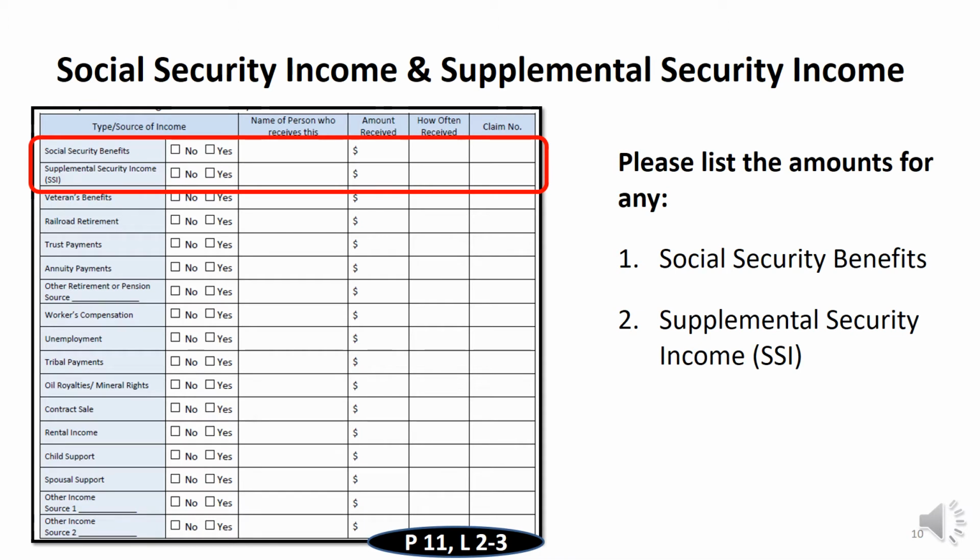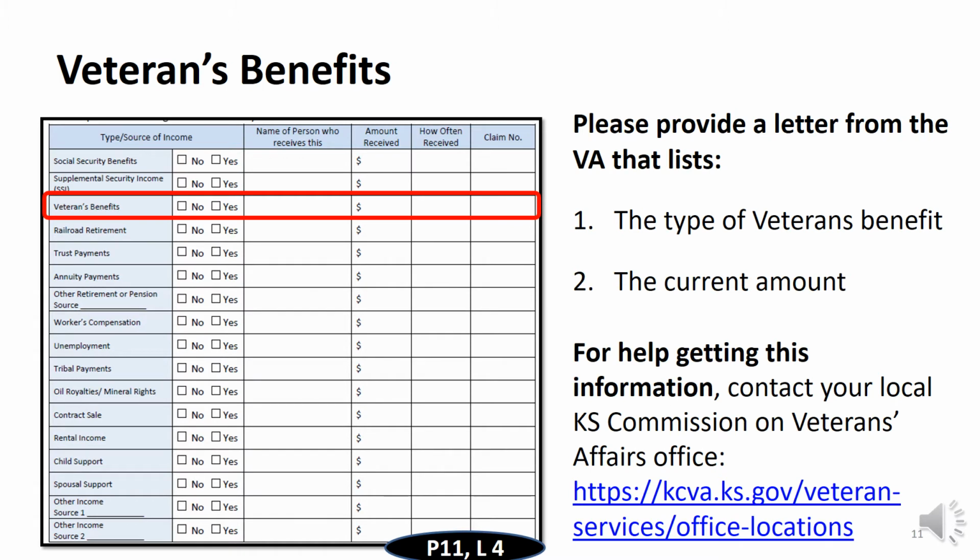Please list the amounts for any Social Security benefits you're receiving or Supplemental Security Income, which is the SSI determination. Veterans benefits. If you're already receiving veterans benefits, please provide a letter from the VA that lists the type of veterans benefit and the current amount of the benefit.